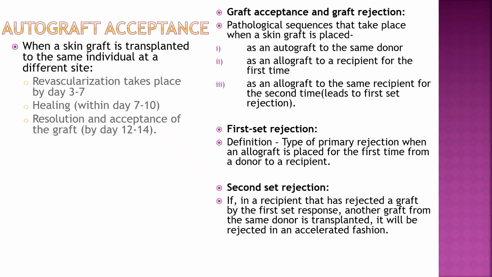So these are the pathological sequences that take place when a skin graft is placed as an autograft to the same donor, as an allograft to a recipient for the first time, and as an allograft to the same recipient for the second time. So first set rejection is a type of primary rejection when an allograft is placed for the first time from donor to the recipient. And second set rejection: if a recipient that has rejected a graft by first set response receives another graft from the same donor, it will be rejected in an accelerated fashion.